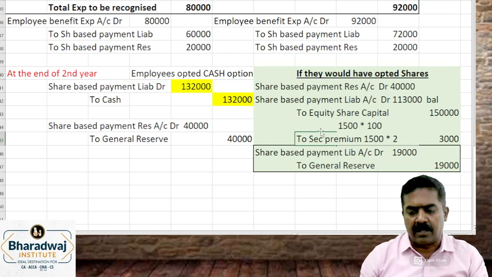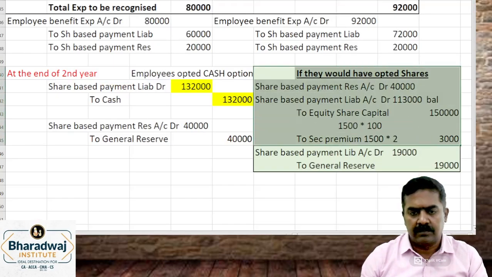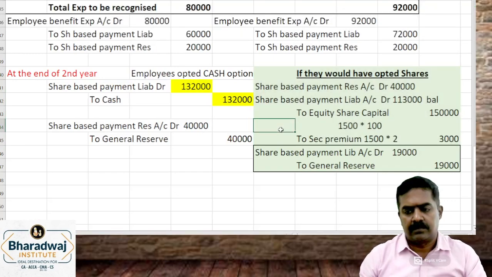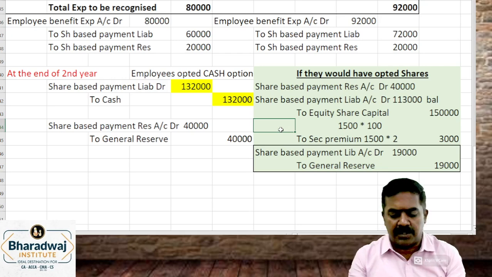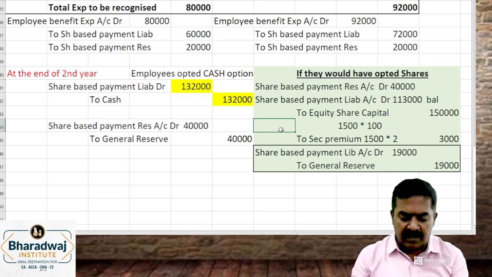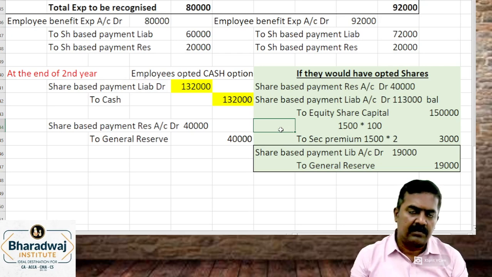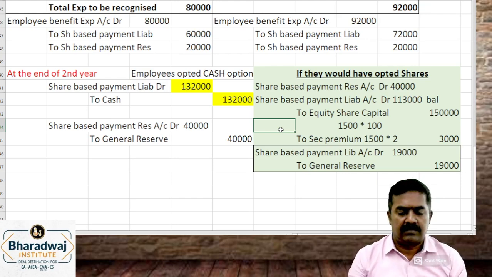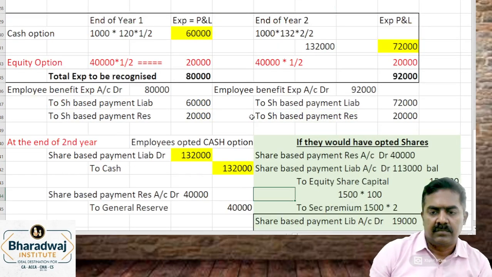It cannot be recorded at 132, because with restrictions, what is the fair value? 102. Any doubt in it?